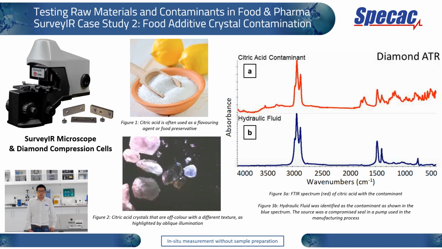And the resulting spectra, as you can see on the right-hand side, you have the citric acid plus the contaminant in figure 3a, the red spectrum. And then at the bottom, figure 3b, you have a blue spectrum highlighting the contaminant as being hydraulic fluid. And the cause of this hydraulic fluid in the citric acid product is apparently a compromise of the seal in one of the pumps, resulting in contamination of the food additive product.